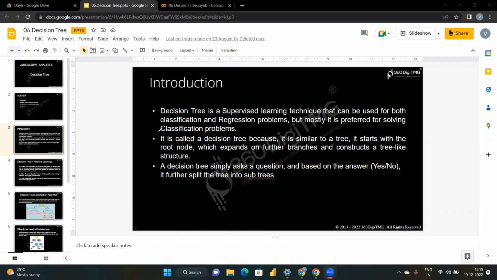So guys, what is the type of this classifier, the decision tree? As I said, decision trees are a type of supervised machine learning, where you explain what is the input and what is the corresponding output in the training data, where the data is continuously split according to certain parameters.